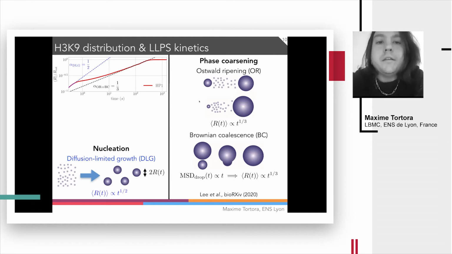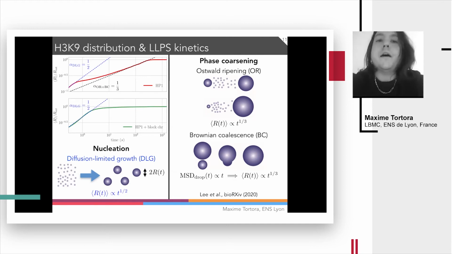These droplets can then gradually grow with a much slower exponent of about 1/3, which is predicted by theory, in both the case of Ostwald ripening and Brownian coalescence, up to the point where all the droplets have coalesced and you're left with a fully phase separated system.